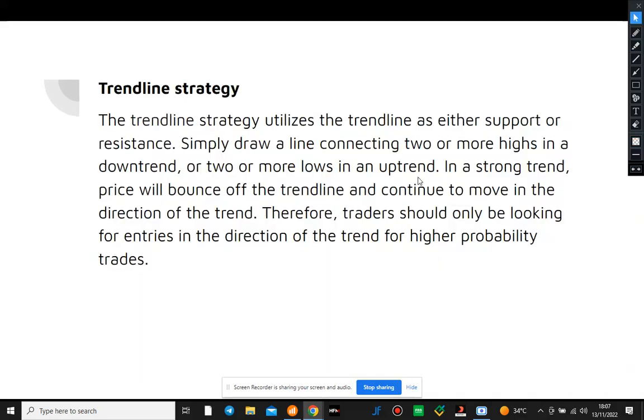You trade breakouts. Now, trend line strategy. A trend line strategy utilizes the trend line as either support or resistance. Simply draw a line connecting two or more highs in a downtrend or two or more lows in an uptrend. In a strong trend, price will bounce off the trend line and continue to move in the direction of the trend. Therefore, traders should only be looking for entries in the direction of the trend for higher probability trades.